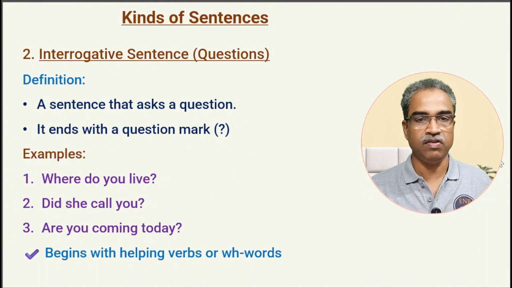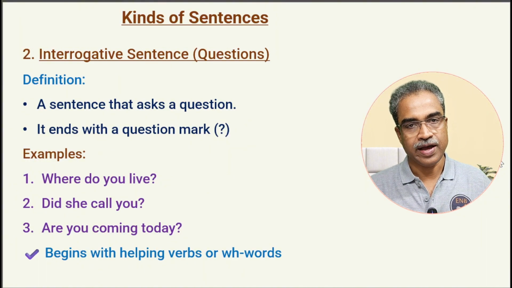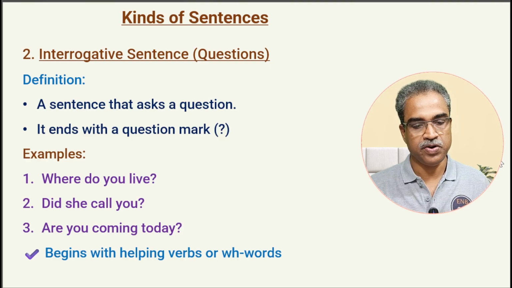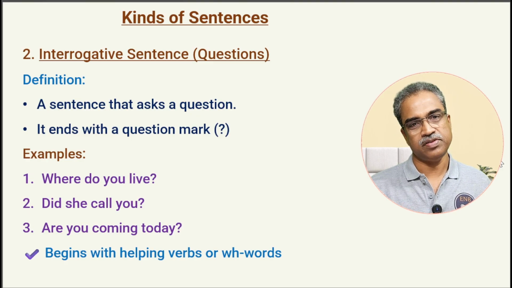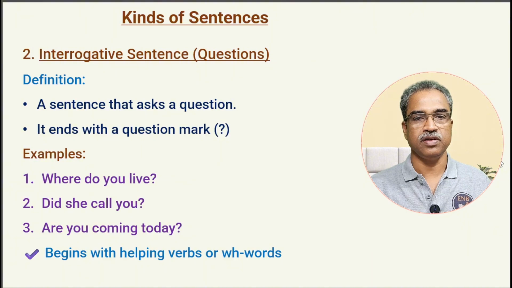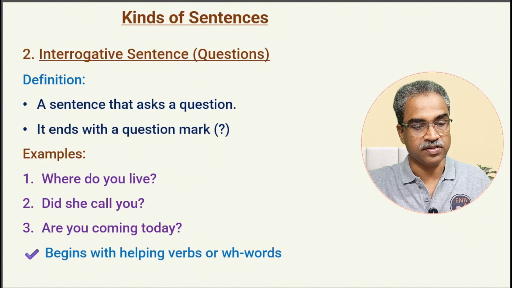That's very important. So example, where do you live? I live, simple present. Where do you live? Did she call you? Are you coming today? Any question begins with helping verbs or words like what are you doing? Any question is a question. We call such questions interrogative sentences.